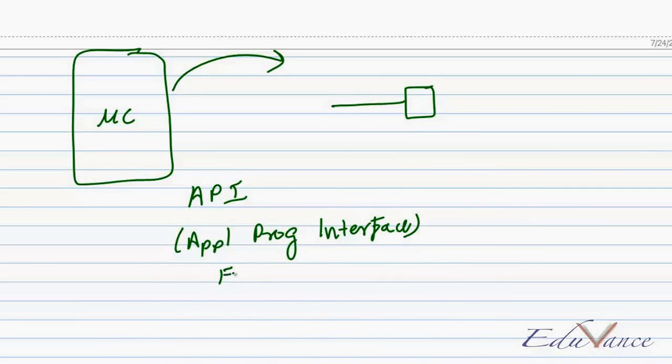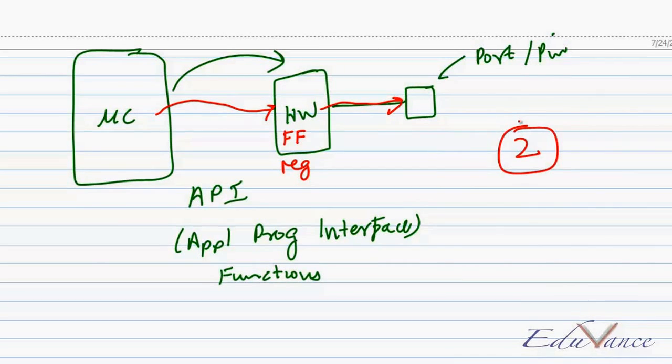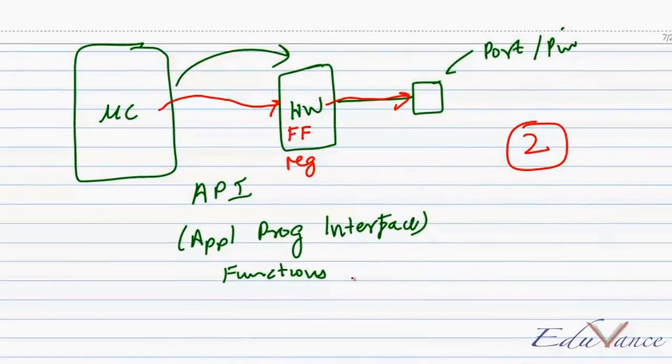So you have some API functions using which you can directly control this port or pin, or if there is a hardware component, for example a flip-flop or a register, you can control this hardware component using the microcontroller, and in turn this hardware component will then supply the value to the pin. So there are two possible options, remember that.